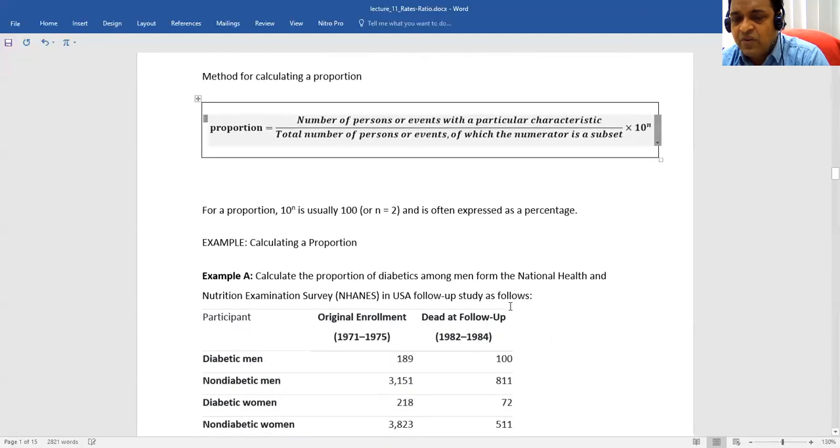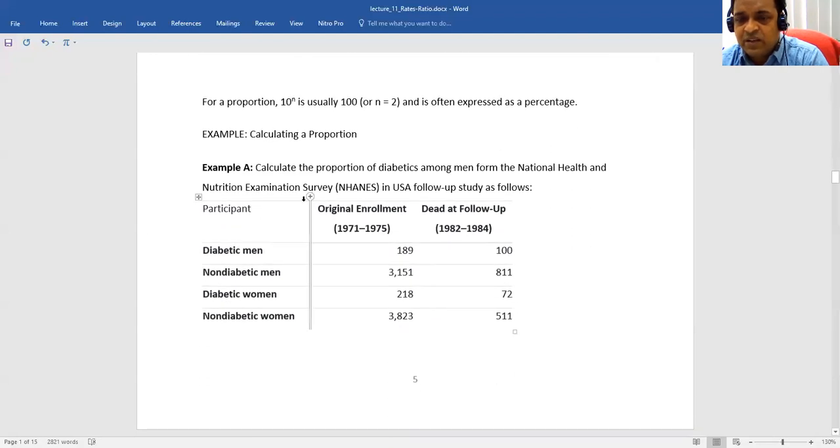So how can we calculate it? Here is one example. This is from the National Health and Nutrition Examination Survey in the USA, which does a survey every year, and you will get a lot of good data from the old data. Their survey gave the diabetic men, non-diabetic men, diabetic women, and non-diabetic women in 1971. What is the original number of men and how many died? From here we can find the proportion.